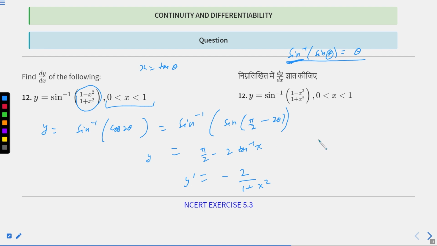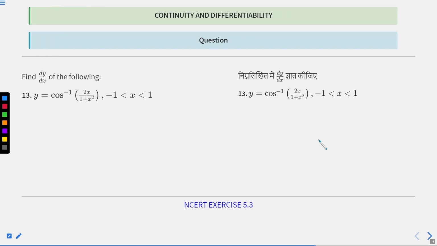Now let us move to the next slide. Problem number 13. Here, as you know, if you put x equals tan theta, very simple, this will be y equals cos inverse of sine 2 theta, and this can be reduced to what?